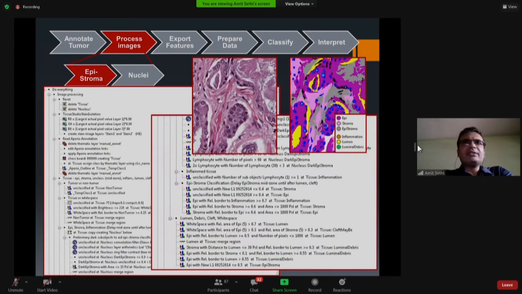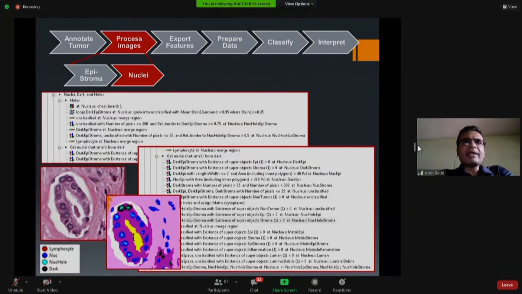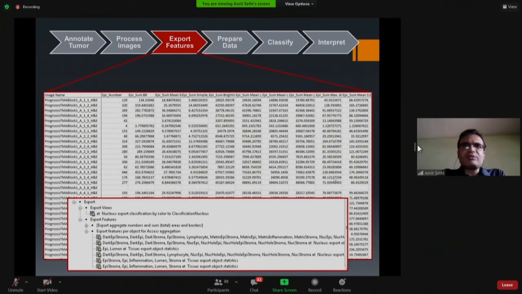Once we did that, and we were able to mark all the epithelium and stromal regions and all the nuclear regions, after that we exported a lot of features. For each image we exported around 6,000 features. Examples of these features: if we have the epithelial region, what is the average blue to red ratio of that region? Basically we are modeling the color characteristics of the epithelial region.